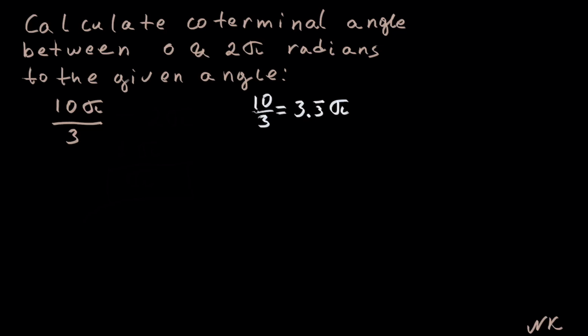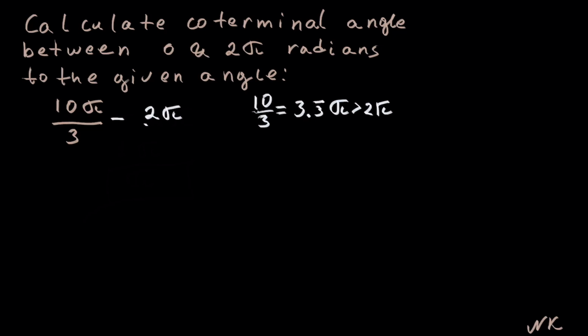So 3.33333 of pi is more than 2 pi. This means we need to reduce this fraction to have a value of something between 0 and 2 pi. So let's do that by subtracting 2 pi.